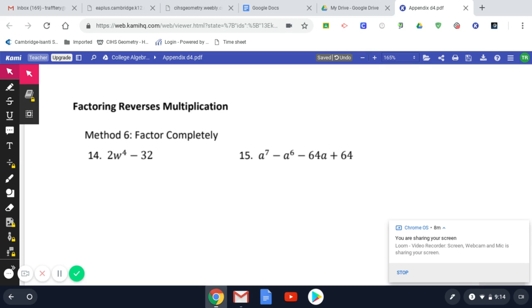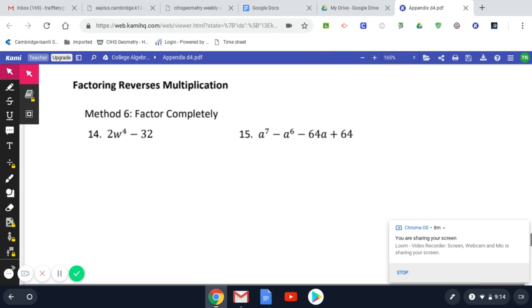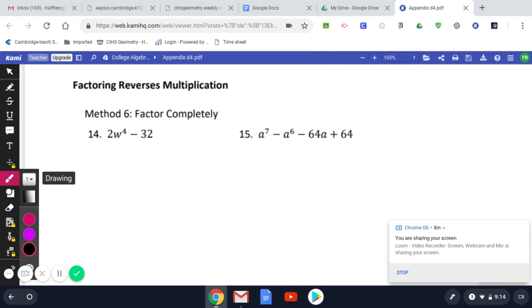Here, if we want to factor completely, this is where you're going to factor something, and you just got to keep looking to make sure you fully factored it. Okay, that's the key to the next stage, and that's going to keep coming up as we progress through the course. So as I look at number 14, the first thing I notice is that they both have a 2. So I'm going to take a 2 out.